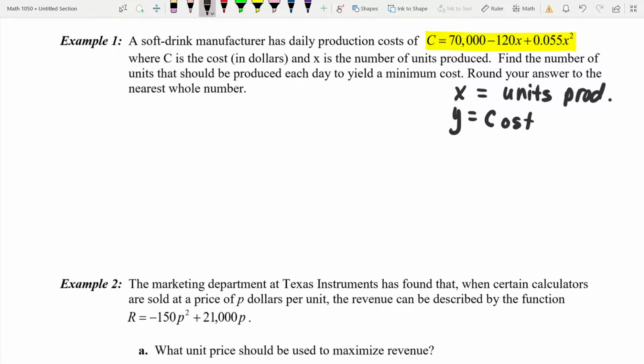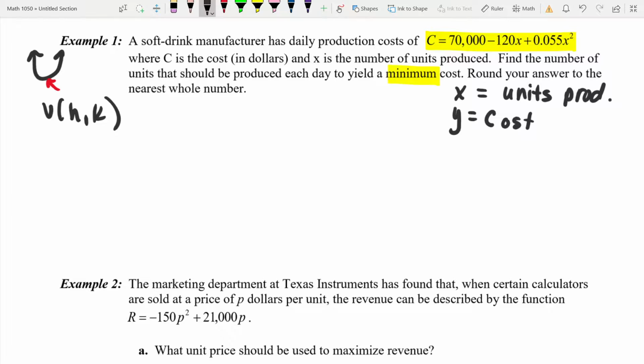So you're producing a product. It's soft drinks, I think it says. Yeah, soft drink manufacturer. Okay, so find the number of units that should be produced to yield a minimum cost. There's a word in that sentence that tells you what to do. This is really quite an easy problem. What's the word? It is minimum. So what they're doing is asking you for the vertex, like that. This is a parabola that opens up, so that right there is what they want you to find, the vertex. You could complete the square.